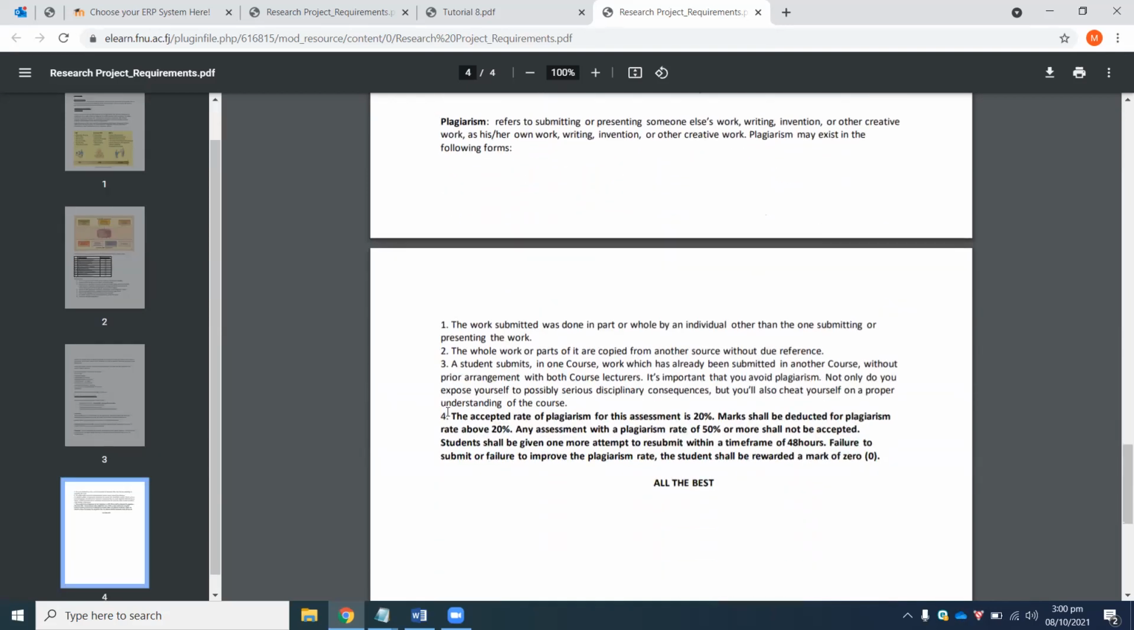Now, plagiarism, you have instructions given, please read through. The important one I've highlighted: the accepted rate is 20%. Marks will be deducted for any similarity index above 20%. If your assessment has a plagiarism rate of 50% or more, it shall not be accepted. You will be given 48 hours to resubmit. If you're not able to submit within 48 hours, your assessment won't be accepted and will be awarded a mark of 0. I hope this clears things up.